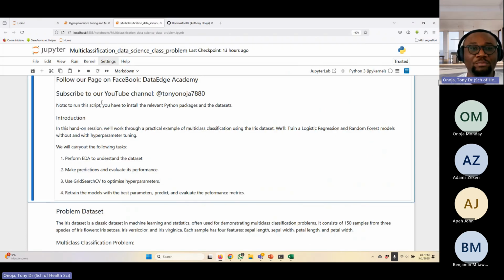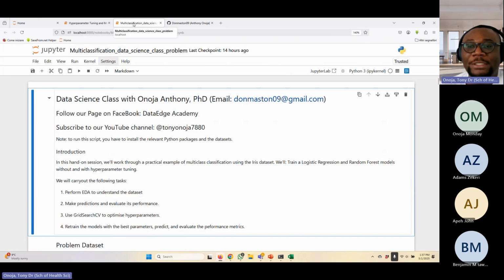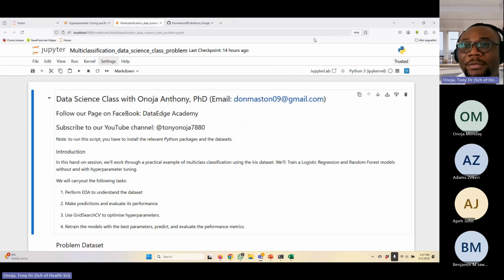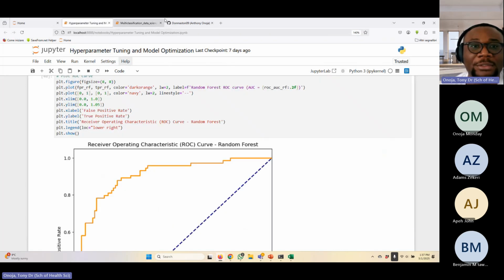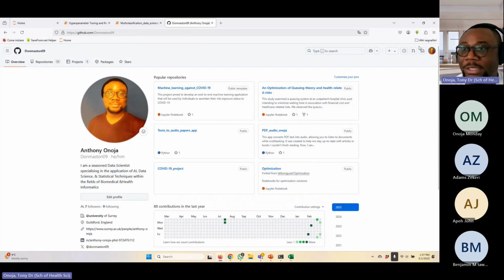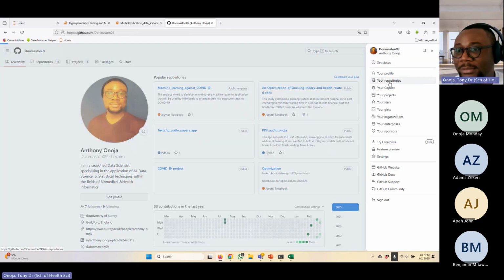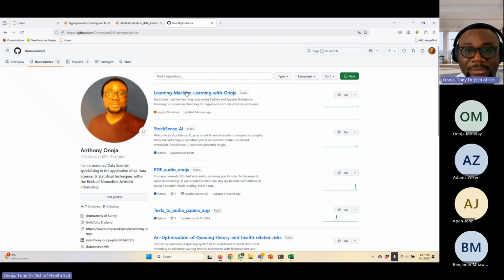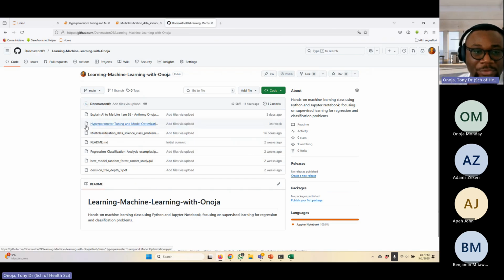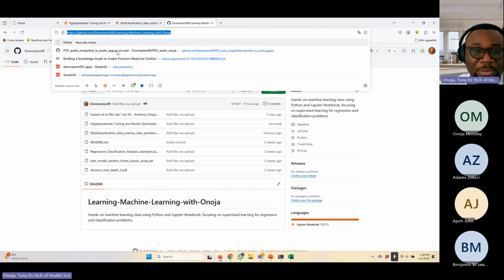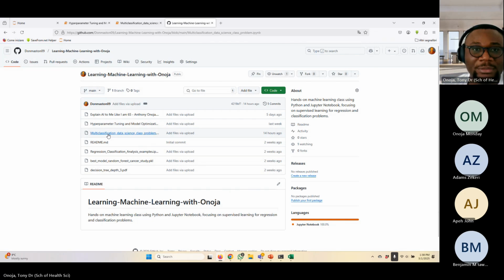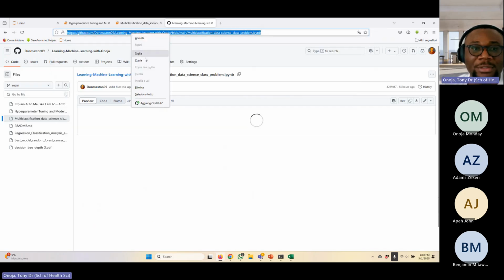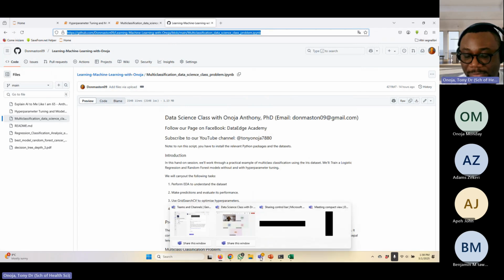So again, you can pull this multi-class file from the GitHub. I put the file in GitHub, so you could pull it from the repositories. Yes, so the file is here. So you could just go to the GitHub to download it. So now let me copy the path and put it in.